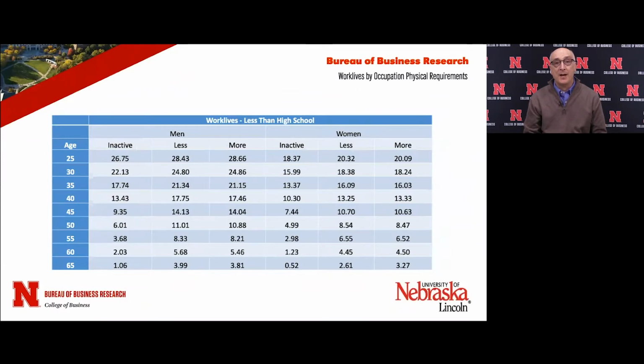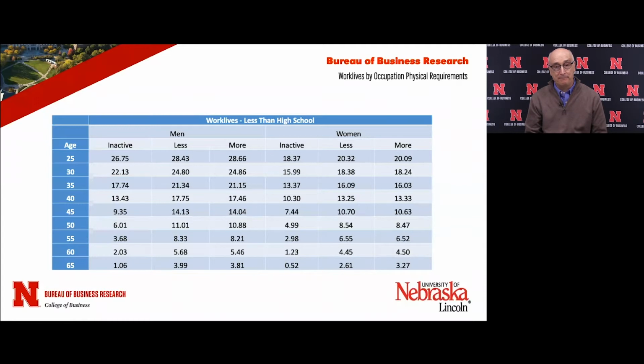So these are work lives for people with less than high school degrees. And again, on the right-hand side, we have men. And we can look at men who start either inactive, start in a less physically demanding job, or start in a more physically demanding job. And we can look at their work lives by age.